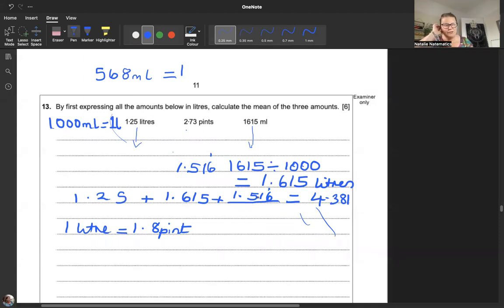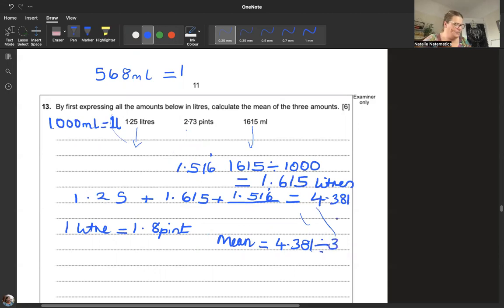Okay, so 400, so find the mean. Sorry, I forgot I'm kind of talking on here now. So the mean is equal to 4.381. I'm going to tell it what I want to do, and then I need to divide that number by 3.